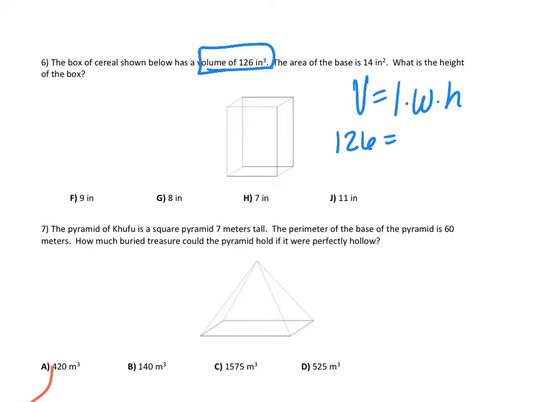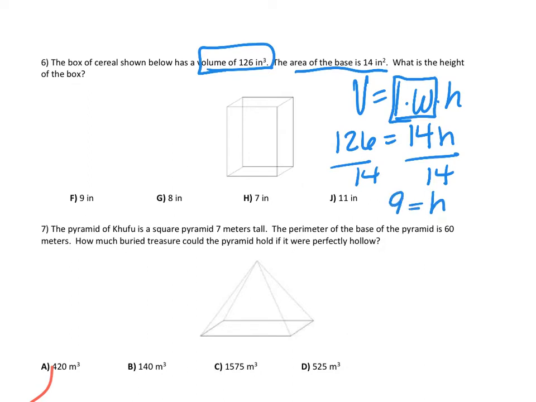The area of the base. What is the area of the base? 14. These two things, it's the length and the width, right? Or the base times height, whatever you want to. So this is 14, and then we don't know h. We want to know what h is. So it's set up as an equation. Divide.